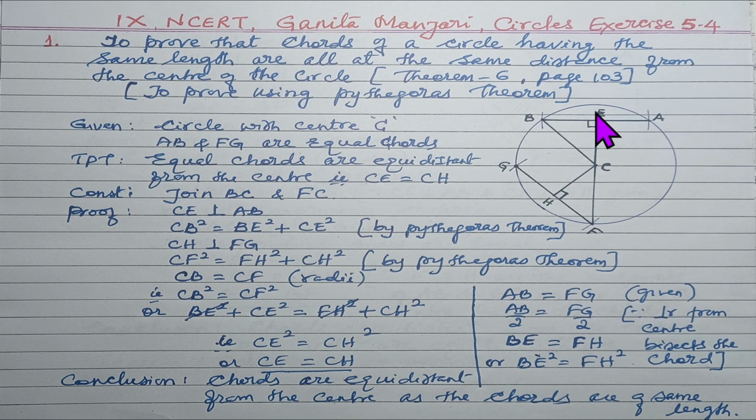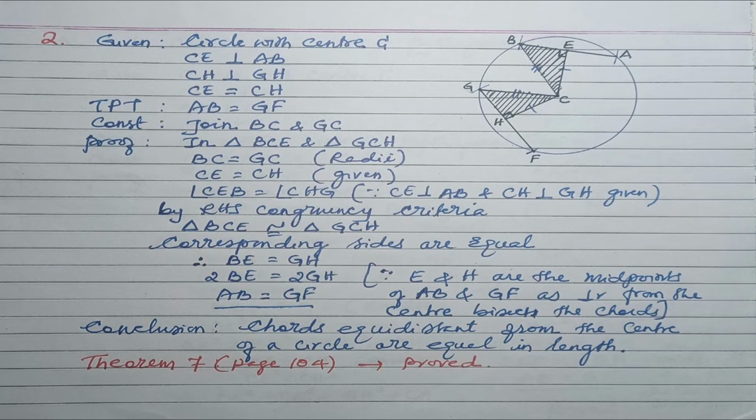CE is equal to CH, that is, the perpendicular distances of the two chords from the center are equal, and that is the theorem to be proved. It is very clear that chords which are equal are equidistant from the center. That is how we can use the Pythagoras theorem to prove this theorem, which is proved in theorem number 6 of page 103 using congruency of triangles. Remember that.